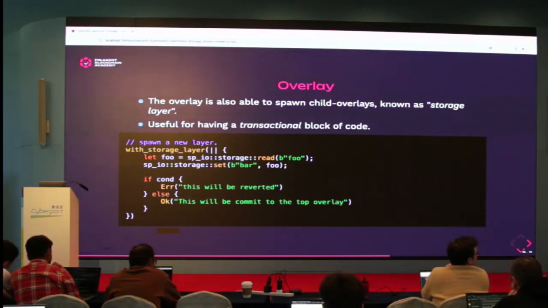So my question is concerning the storage now, the child overlays, right? You said if you want to have a business logic which kind of reverts and changes, that's why I didn't get it, like how does it relate to it?